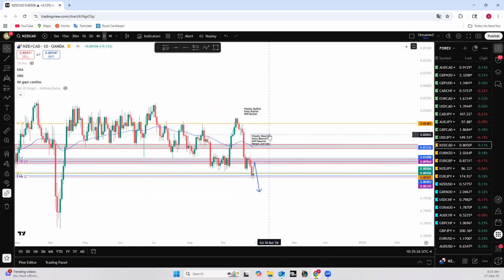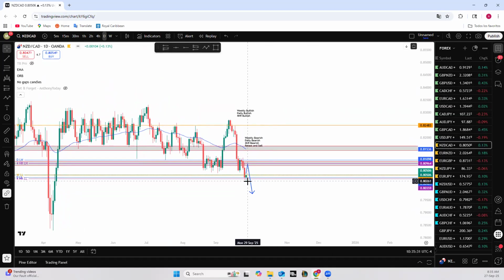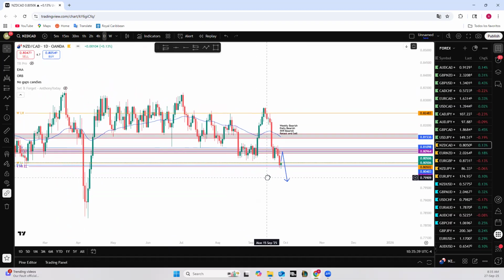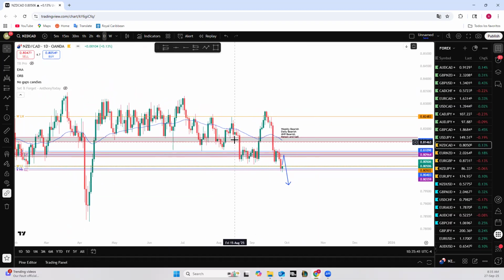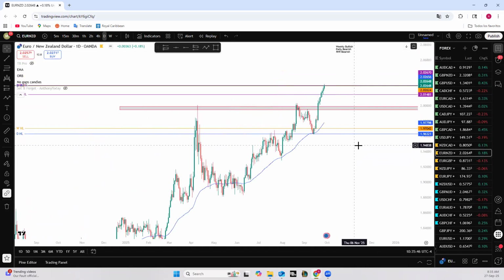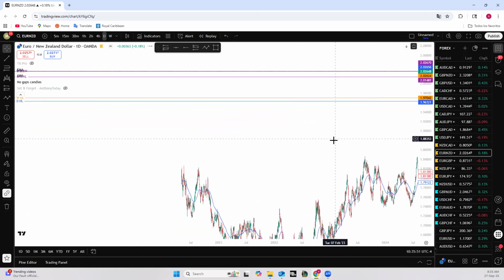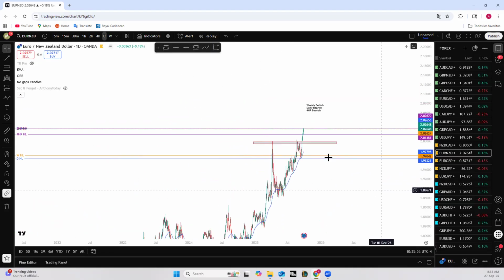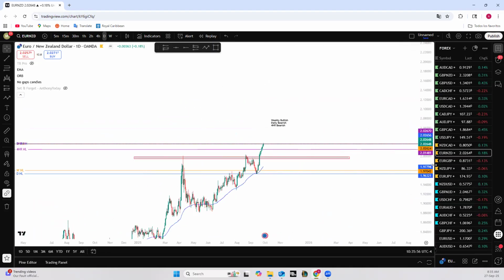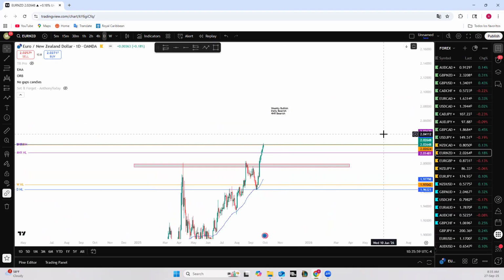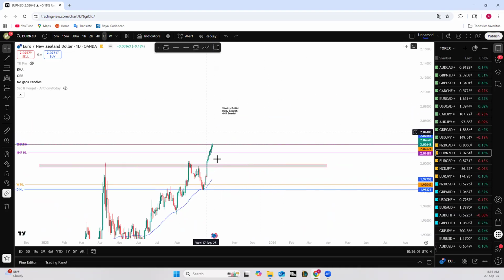The weekly is bearish, daily bearish, 4-hour bearish, everything is bearish, but we are super low, so this is not very interesting for me. EUR NZD, sorry, is at the highest it's been ever, so not very interested. But if it just keeps going, it might just keep printing new highs. It looks like it's not going to stop.